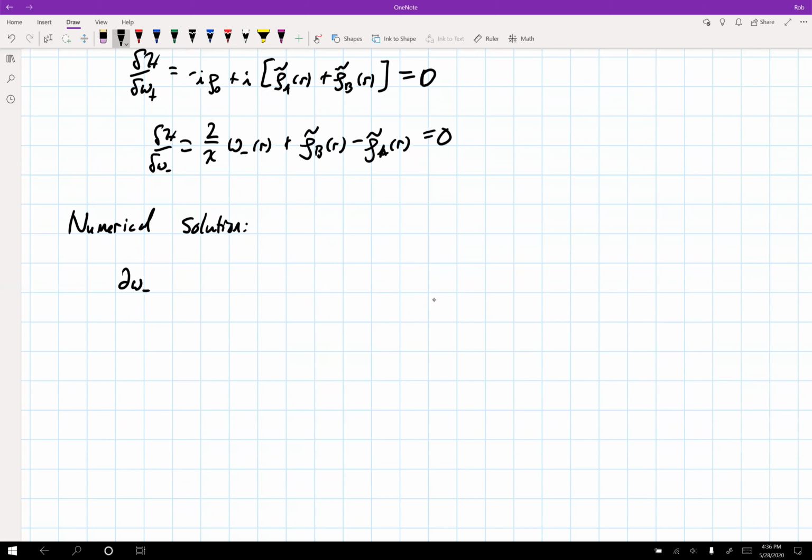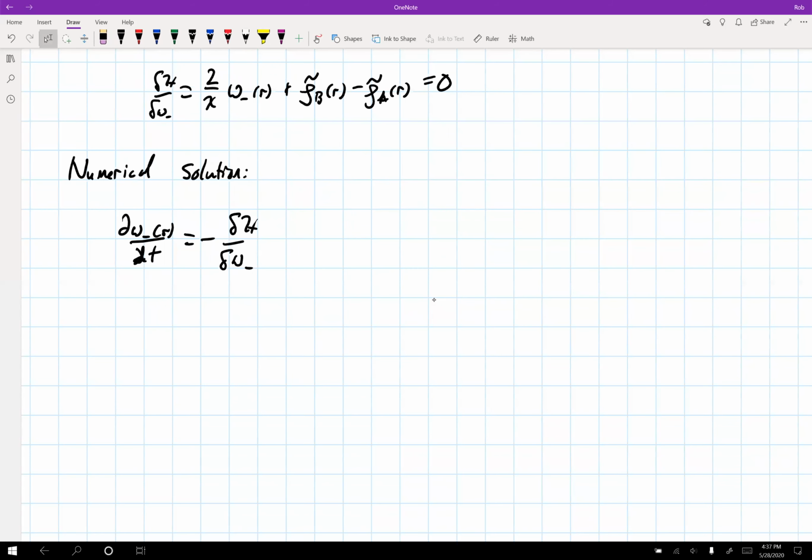For example, if you wanted to find the mean field solution for this guy, you would make up a fictitious time with which you would evolve W minus, and then you just treat this derivative like a force, dH by dW minus. Then you discretize the thing on the left. And if we use an explicit Euler equation, we'll evaluate this derivative at the past time. And so we'll have W minus at t plus delta t minus W minus evaluated at t over the size of our time step. Then this would be delta H by delta W minus evaluated at t.